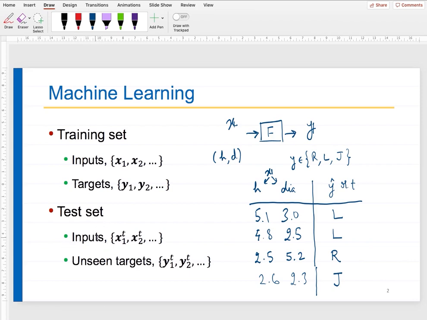So these are the inputs of the test data, like X1 test, X2 test, and so on. And then I have unseen targets. What does that mean? It means that these labels I don't show to my model. I just pass the input X and I get the output Y, whatever it estimates, and then I compare that output with the actual values. These values are also called ground truth.